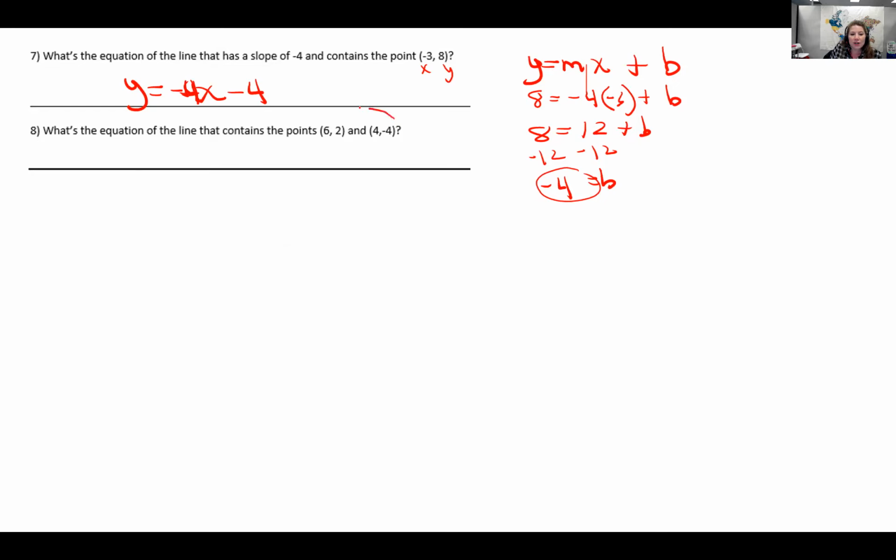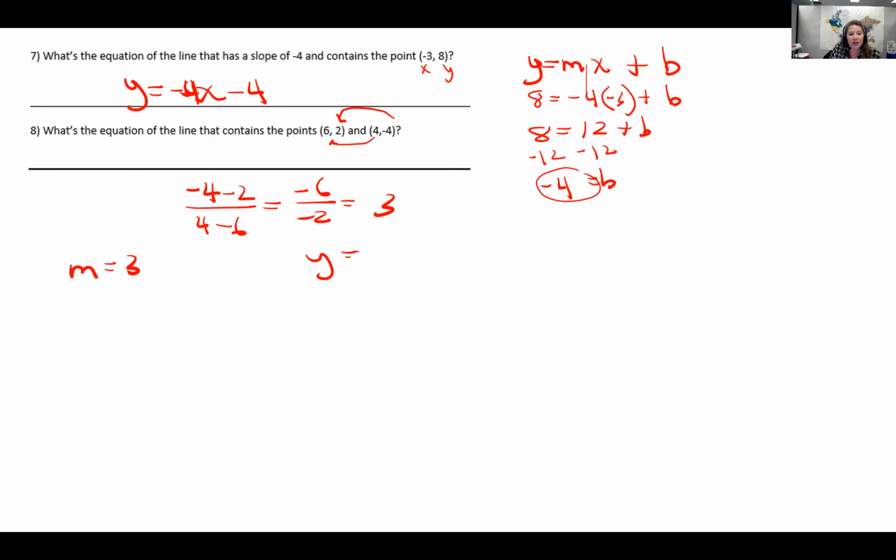I'm going to find the change in y over the change in x. So -4 minus 2 over 4 minus 6. So -4 minus 2 is -6. 4 minus 6 is -2. -6 divided by -2 is +3. So my slope is 3.